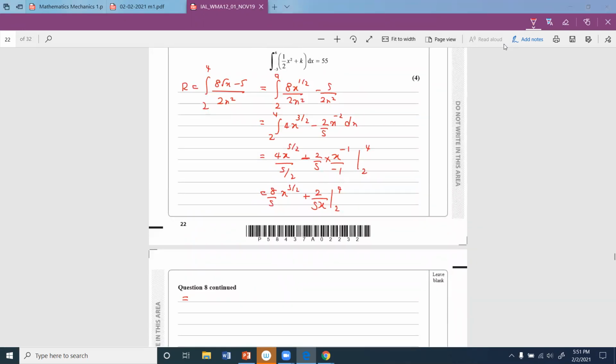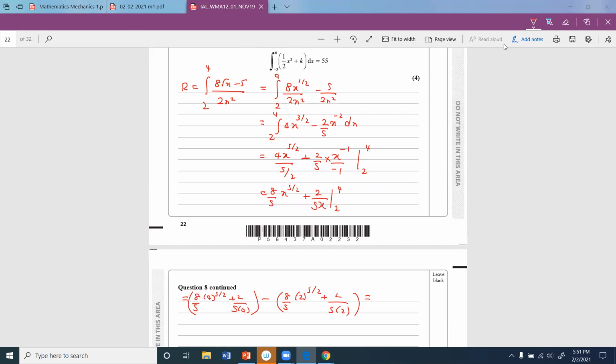So you can write 8 over 5, substitute the upper boundary, 4 to the power 5 over 2, plus 2 over 5 times 4, minus, substitute the lower bound, 8 over 5 times 2 to the power 5 over 2, plus 2 over 5 times 2. From here you can get the final answer.